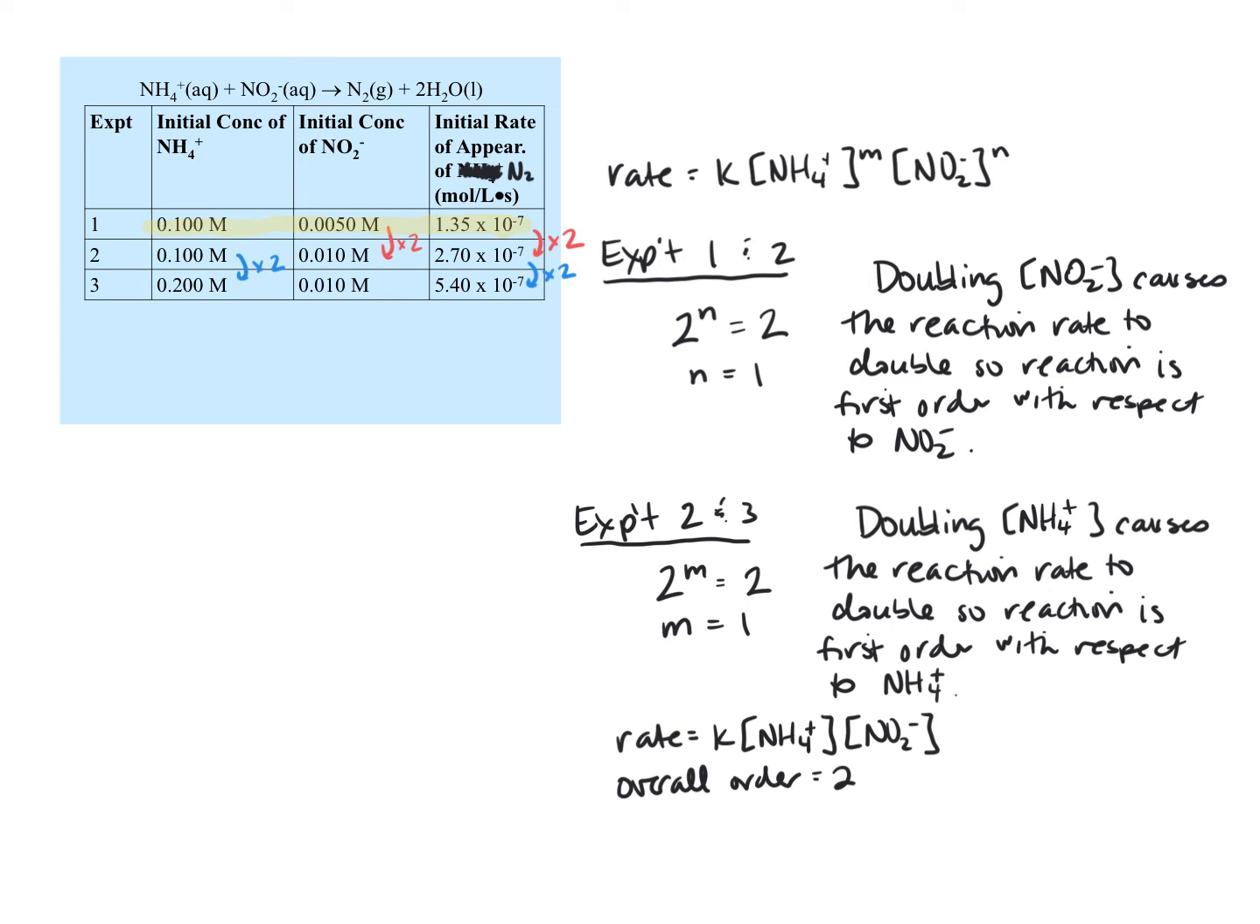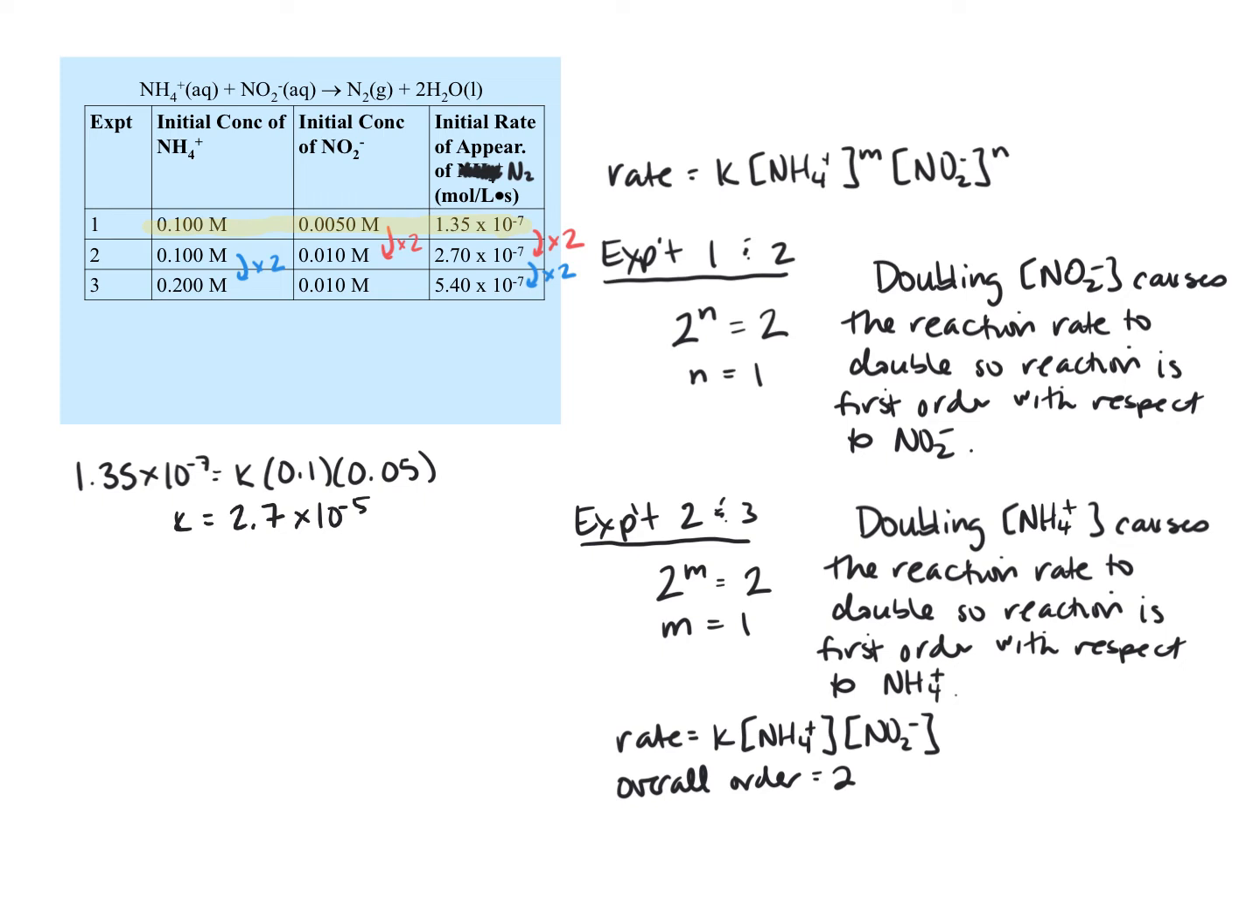Okay, so we'll put the 1.35 times 10 to the negative 7 equals K. And then the NH4 plus concentration is 0.1, and the NO2 minus concentration is 0.05. So after you do the math for all that by putting it in your calculator, you should get a K value equals 2.7 times 10 to the negative 5.